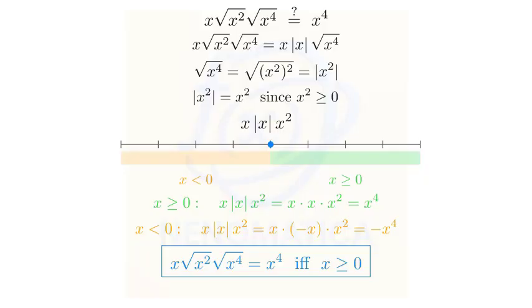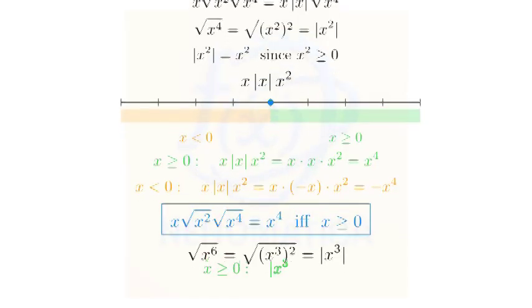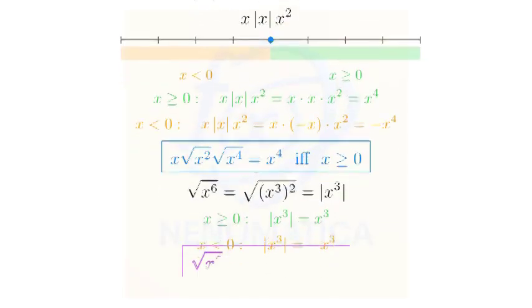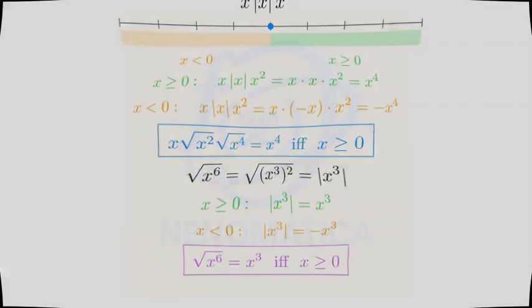Now, the second expression. We rewrite square root of x to the sixth as square root of (x cubed) squared, which equals absolute value of x cubed. For x greater than or equal to 0, absolute value of x cubed equals x cubed. For x negative, it would be negative x cubed. So the stated equality again requires x greater than or equal to 0.